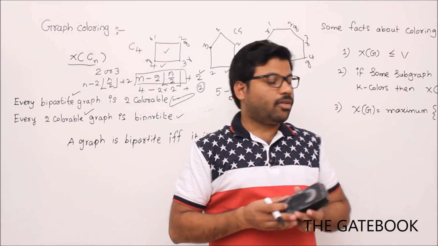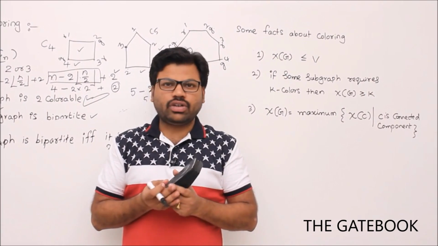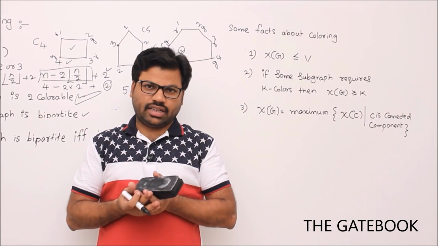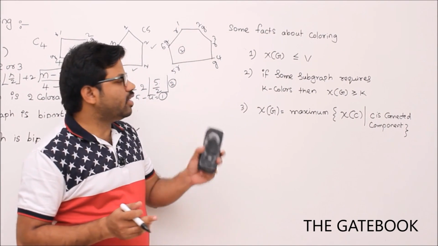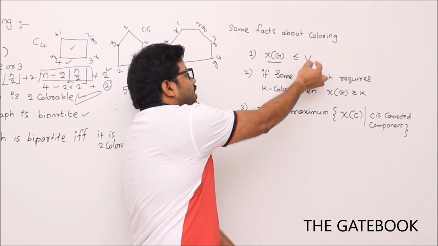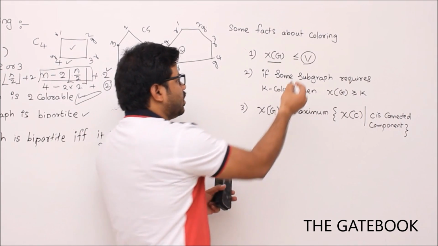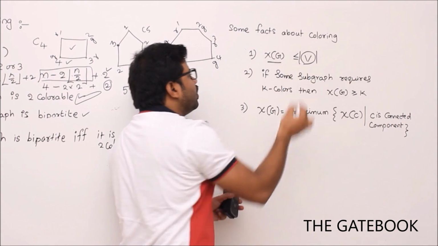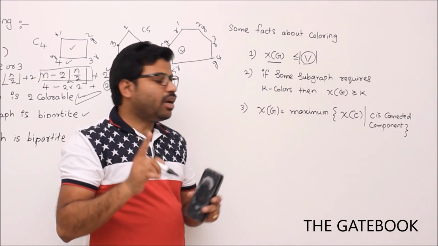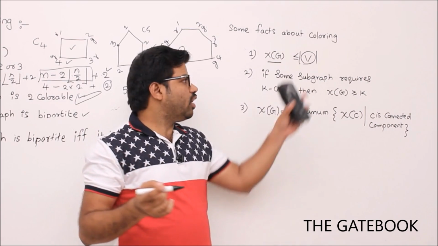Now we'll see one more example. Here I would like to discuss some facts about coloring. Fact number 1 is that the chromatic number of any graph should be less than or equal to |V|, where V equals the total number of vertices. That means the minimum number of colors required to color any graph cannot be more than the number of vertices.